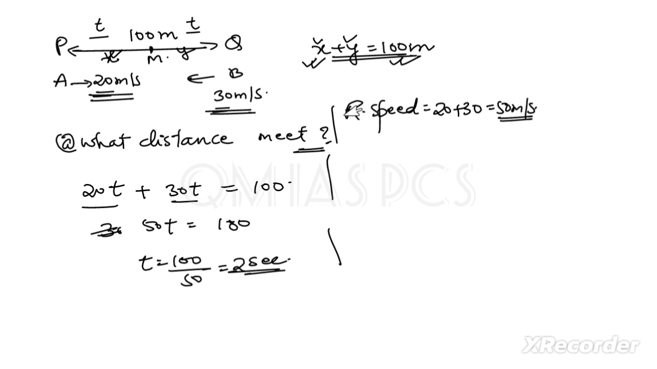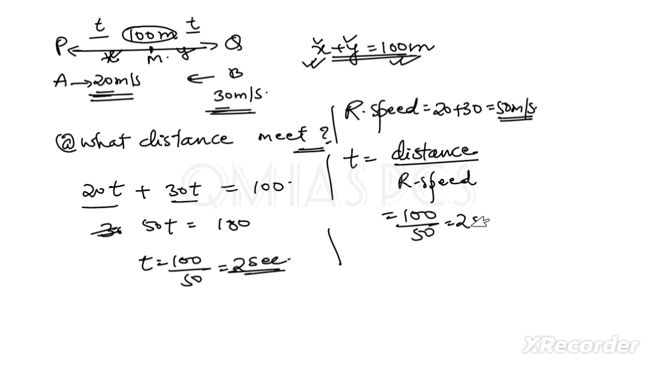Clear? Okay, and the total distance is 100, because for A and B combined, if we are considering the relative speed, then we have to consider the complete distance. So what will the distance be? In that case, time is equal to the total distance covered by both persons, because we are considering both speeds, divided by relative speed. So it will be 100 divided by 50, that is 2 seconds.